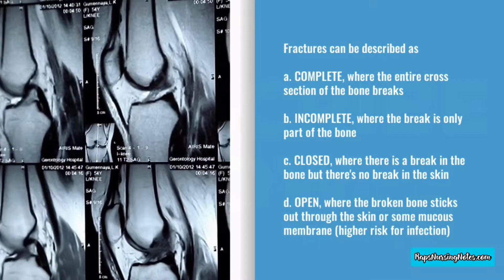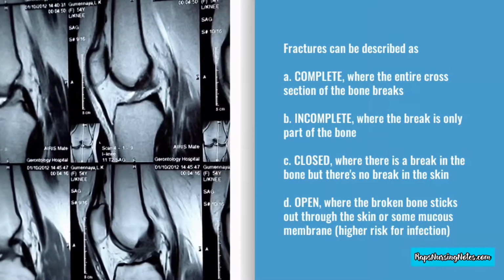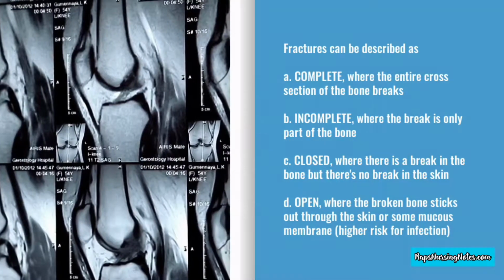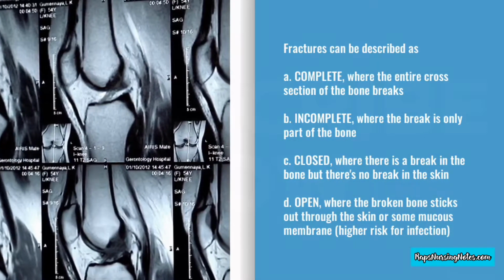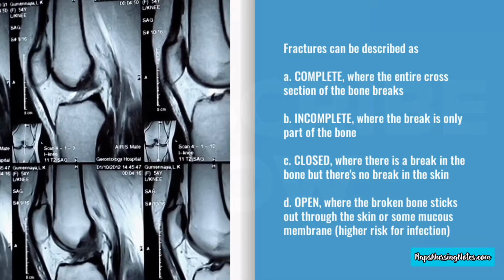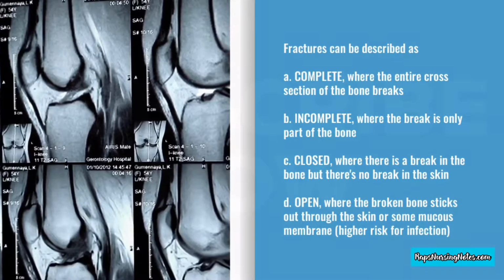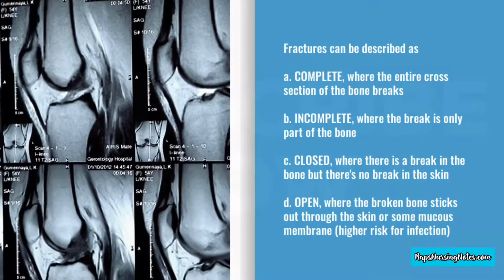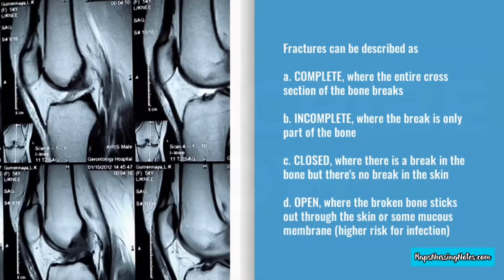Number 2. Fractures can be described as a complete fracture, where the entire cross-section of the bone breaks, and then there's an incomplete fracture, where the break is only part of the bone, and then there is a closed fracture, when there is a break in the bone but there's no break in the skin, and then we have the open fracture, where the broken bone sticks out through the skin or some mucous membrane, and of course this is a higher risk for infection.